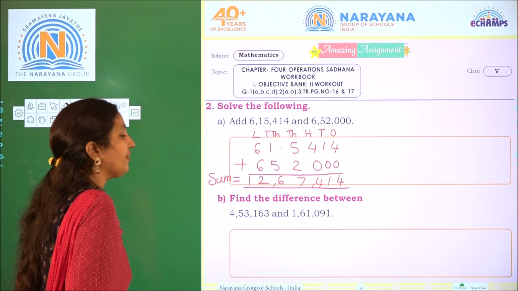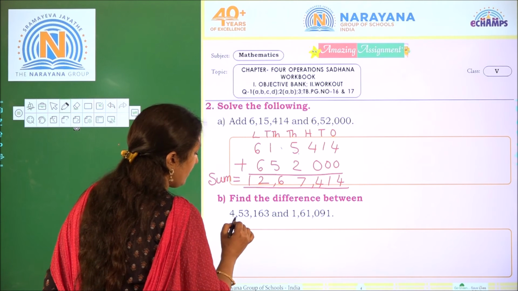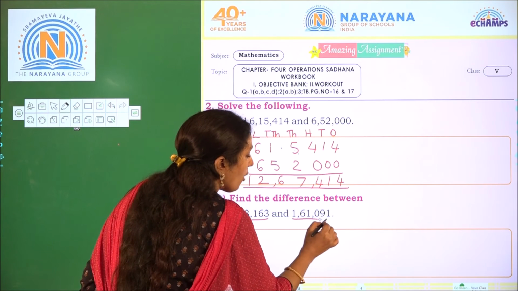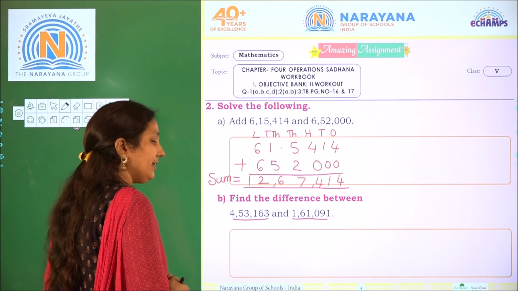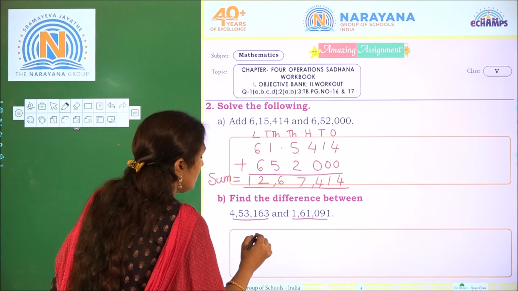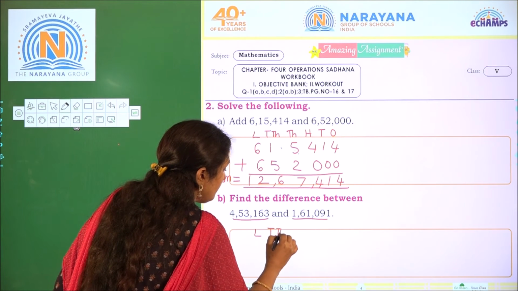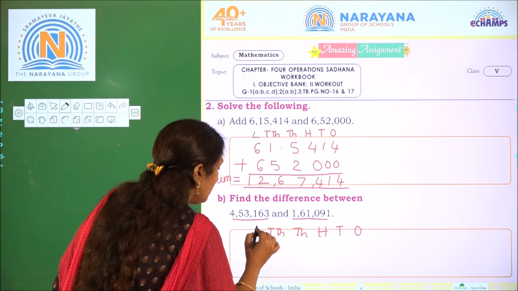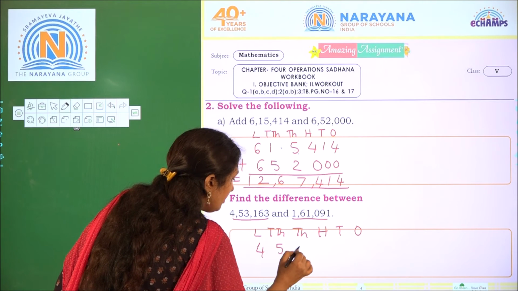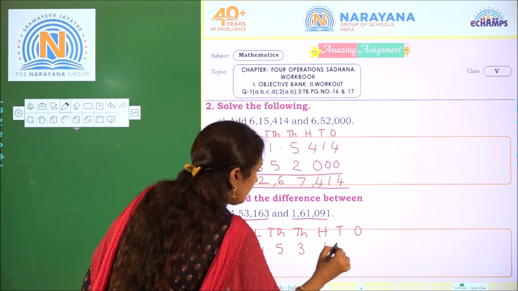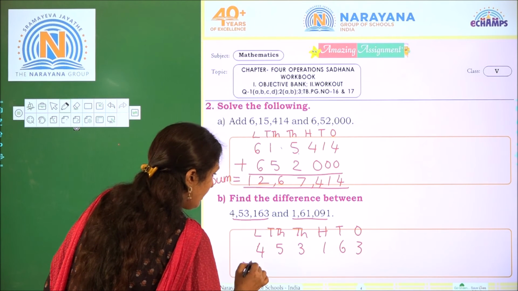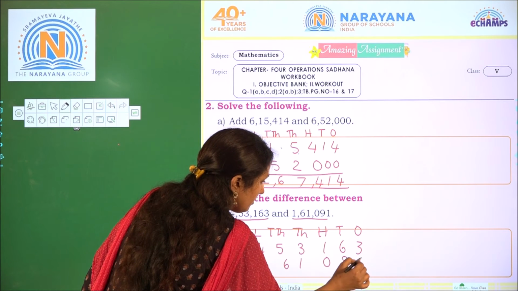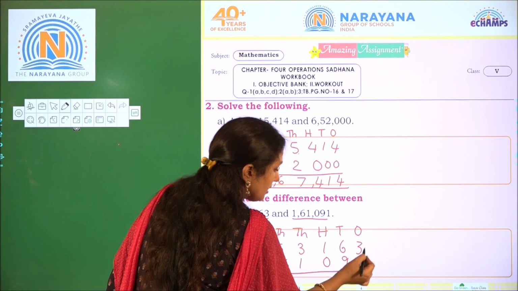Come to next one. Find the difference between 4,53,163 and 1,61,091. So now arrange in columns. Lakhs, 10,000, thousand, hundreds, tens, ones. Now 4,53,163 minus 1,61,091. Now subtract.